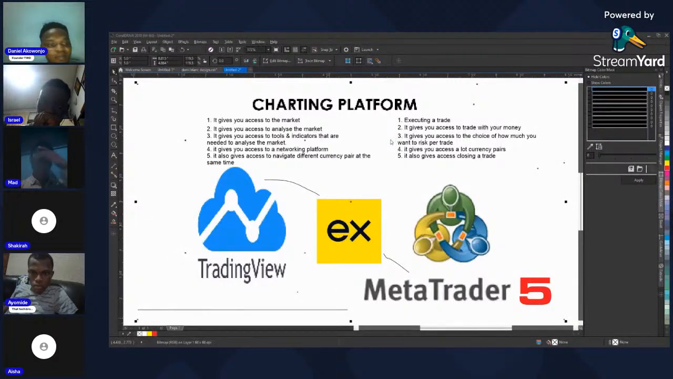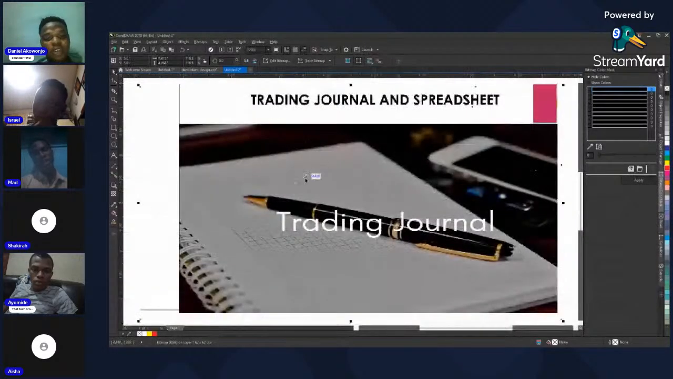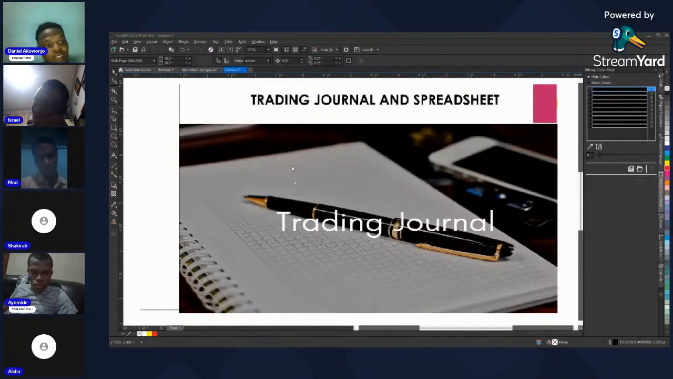Also, it is important that everyone in my class, after today's class, has a trading journal. What's a trading journal or a forex journal? As a forex trader, it gives you access to a lot of things. The first thing it does, I hope you're taking notes, is that it helps you keep track. Some motivational speakers say what you can't measure, you can't improve. When you have a trading journal, you'll be able to take note of the things you are doing.